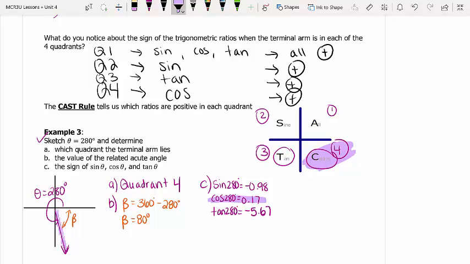So this is all very introductory. You're probably not seeing what the point of this is yet, but just wait till our next few lessons. Get comfortable with the connection between the CAST Rule and the sign of the ratio, if it's negative or positive. And then in the next few lessons, we're really going to put it into play, and you're going to be like, oh, that makes sense why we need to be able to do this.